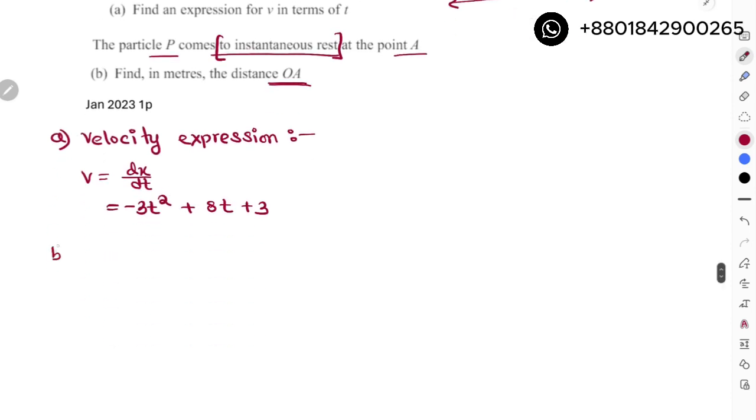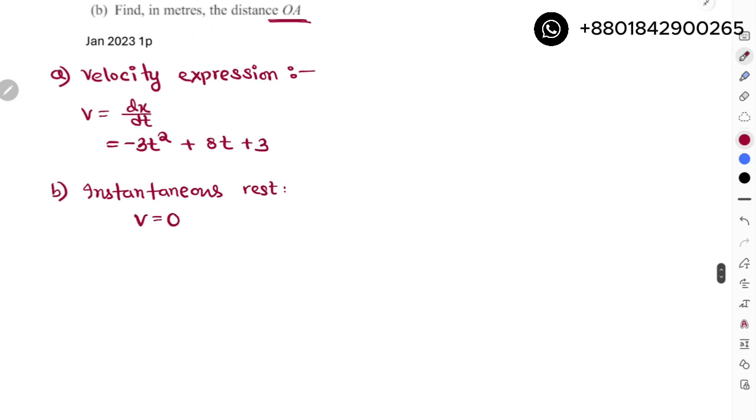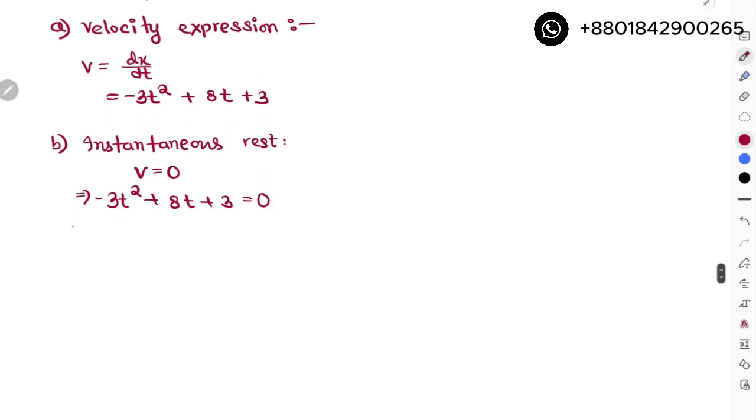For this kind of statement, whenever they say instantaneous rest, you have to always understand that velocity at that point is 0. If velocity at that point is 0, then you have 3t squared plus 8t plus 3 equals 0, and from there I want to make the t squared positive, so 3t squared plus 8t plus 3 equals 0. Now I'll just minus 3.